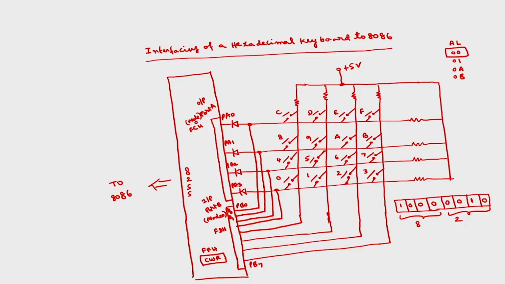Before going to this program, the basic steps in interfacing a keyboard to the 8086 are 3 steps. First, we have to detect the key. The second one is to debounce the key. The third one is to decode the key.